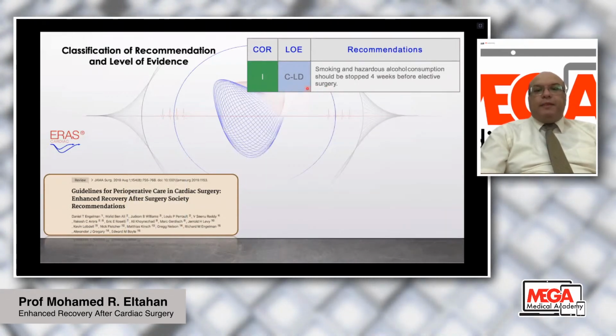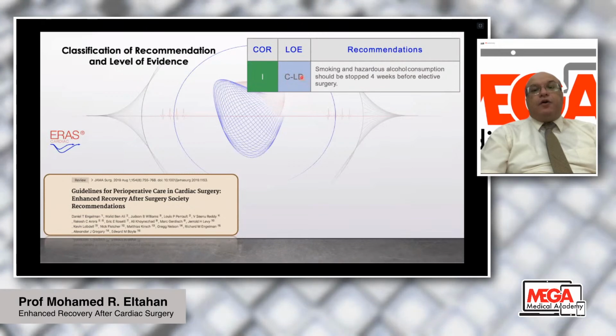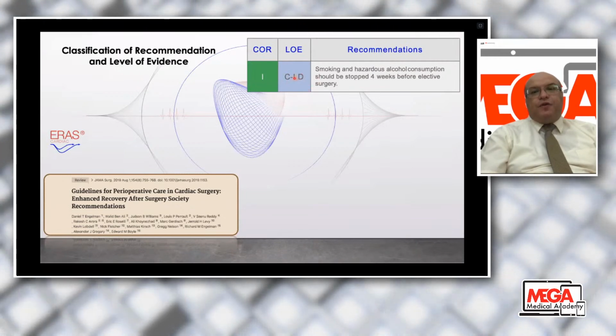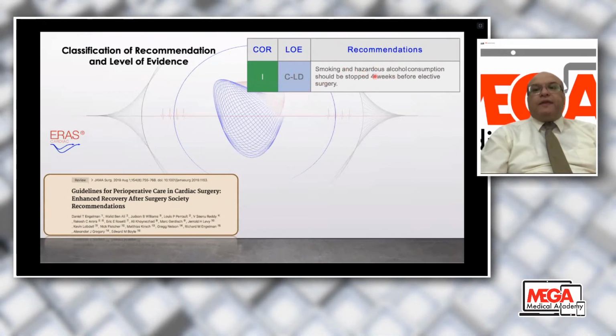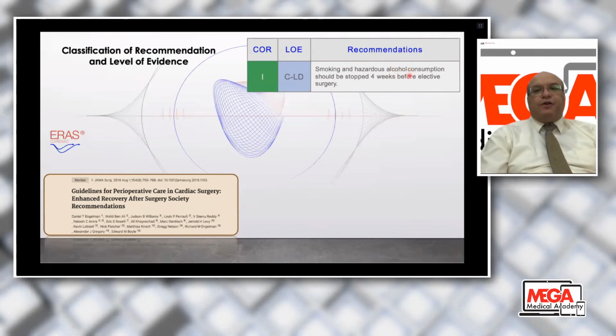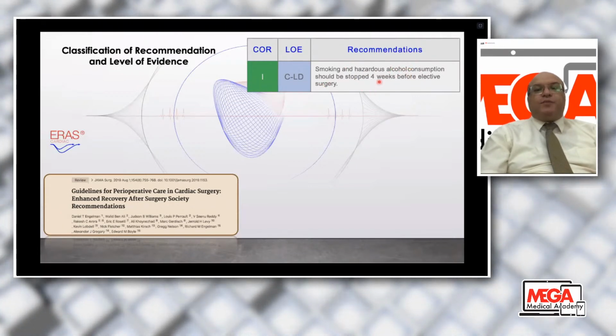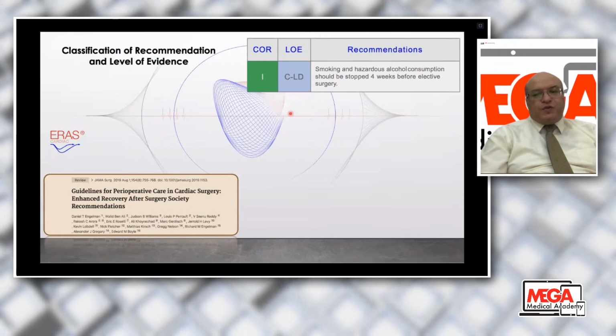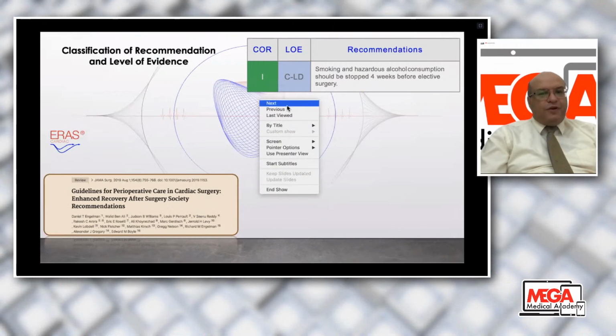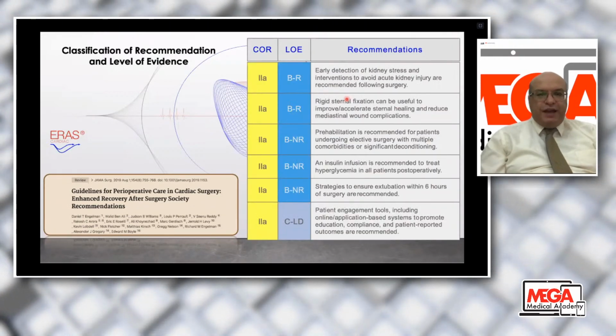The next one is also level 1, which is based on observational studies and low evidence: smoking and hazardous effects of alcohol use should be stopped 4 weeks before surgery, if applicable. Usually we acknowledge that this is not possible for most types of cardiac surgery.